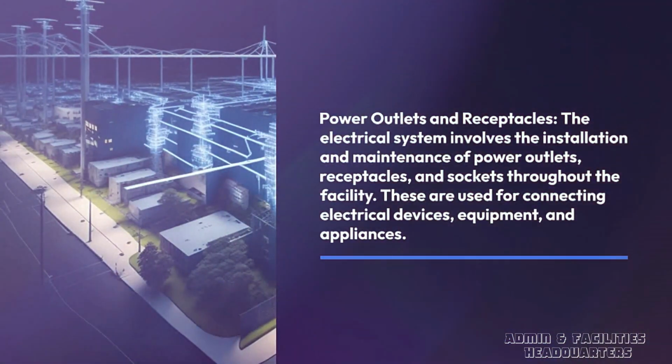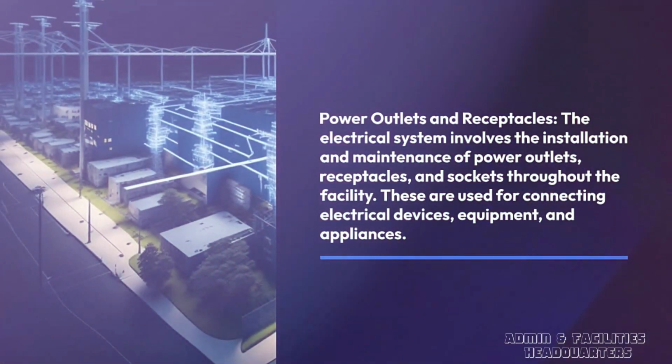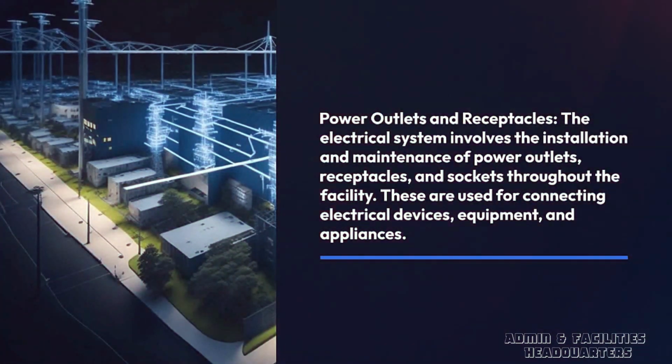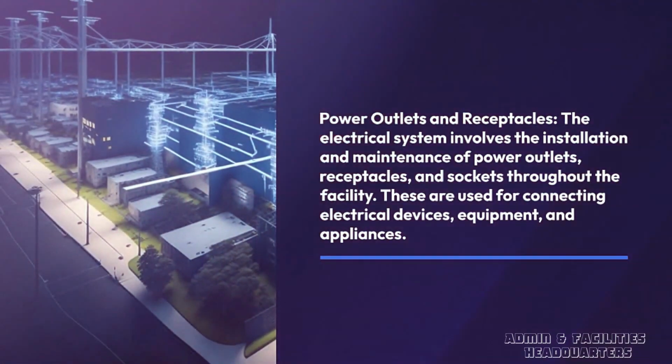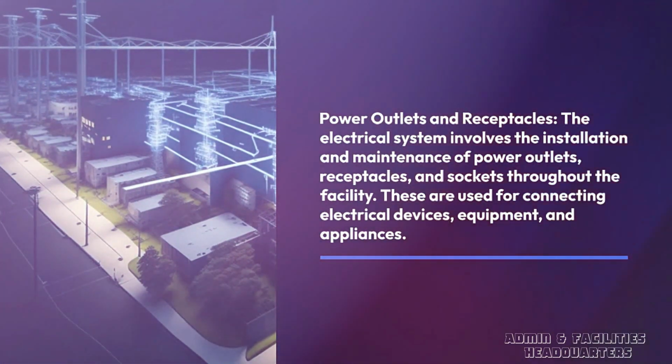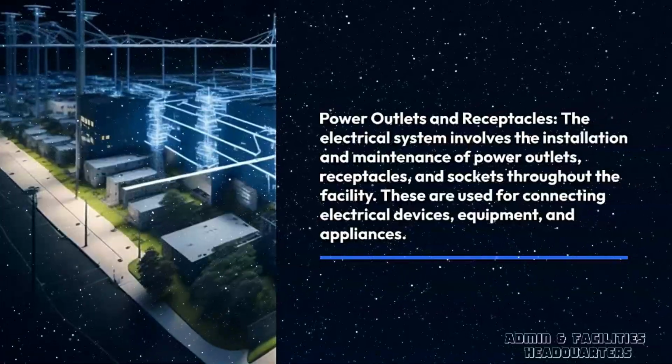Power outlets and receptacles. The electrical system involves the installation and maintenance of power outlets, receptacles, and sockets throughout the facility. These are used for connecting electrical devices, equipment, and appliances.